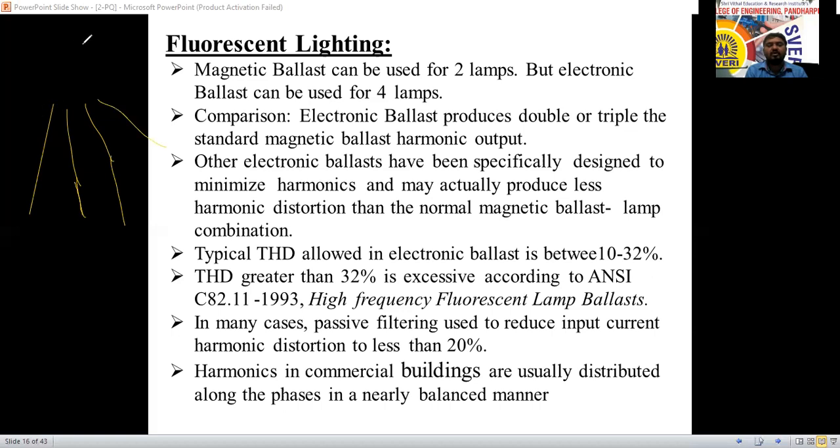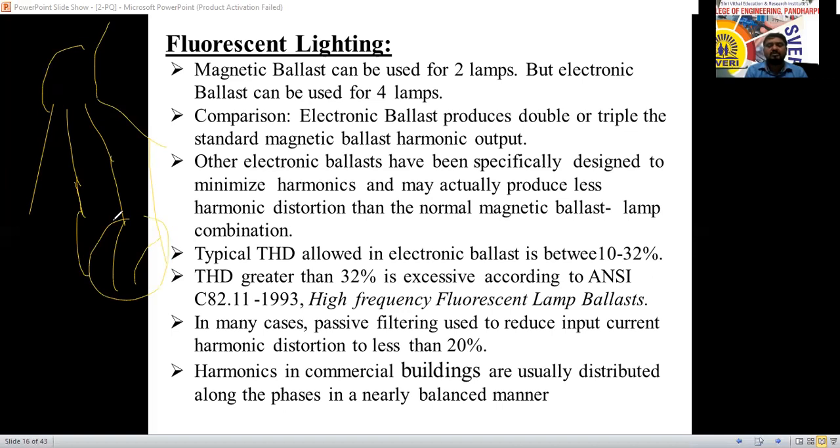So here, one phase to one neutral, that is one line, another phase to one neutral, and another phase to neutral. We have to use the balanced load. We have to apply the balanced load. For the commercial building, along with the phases, we are going to use them in a balanced manner only.